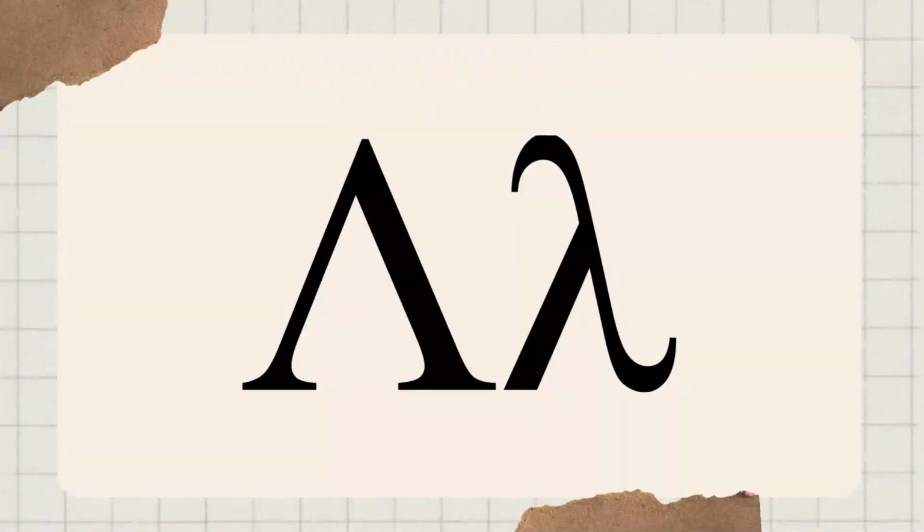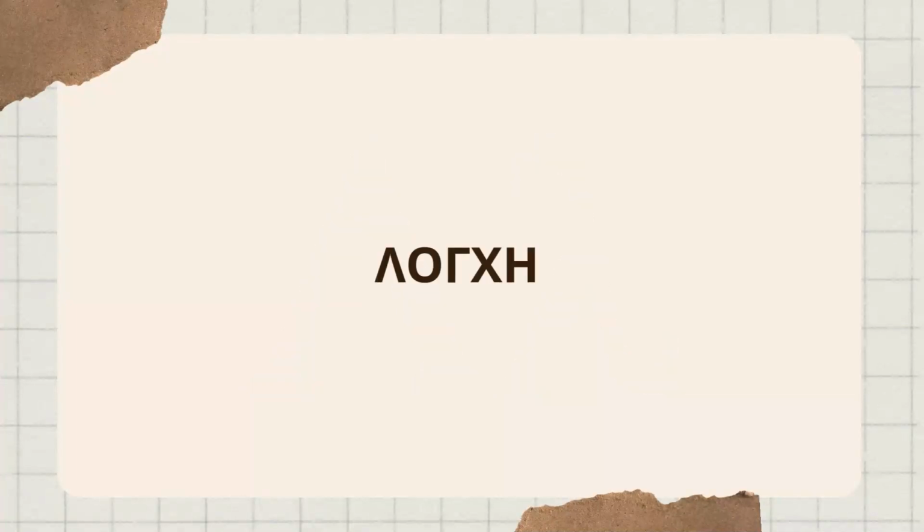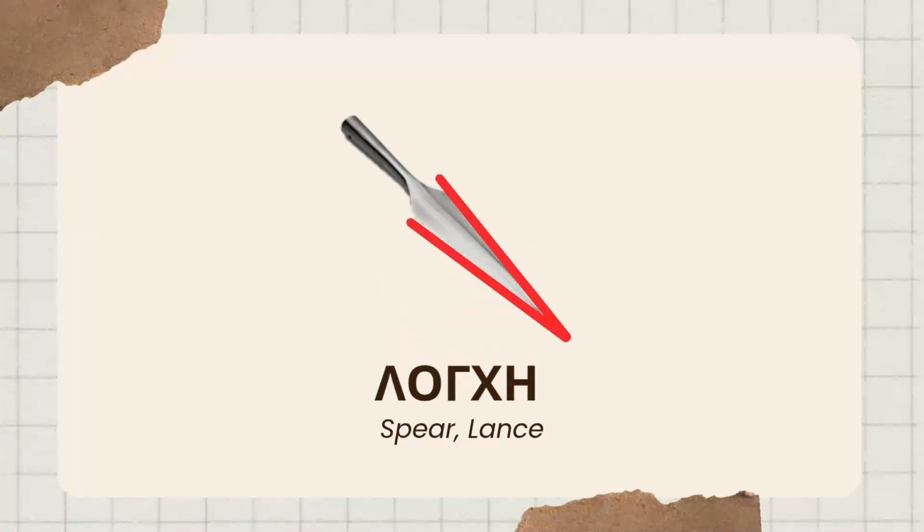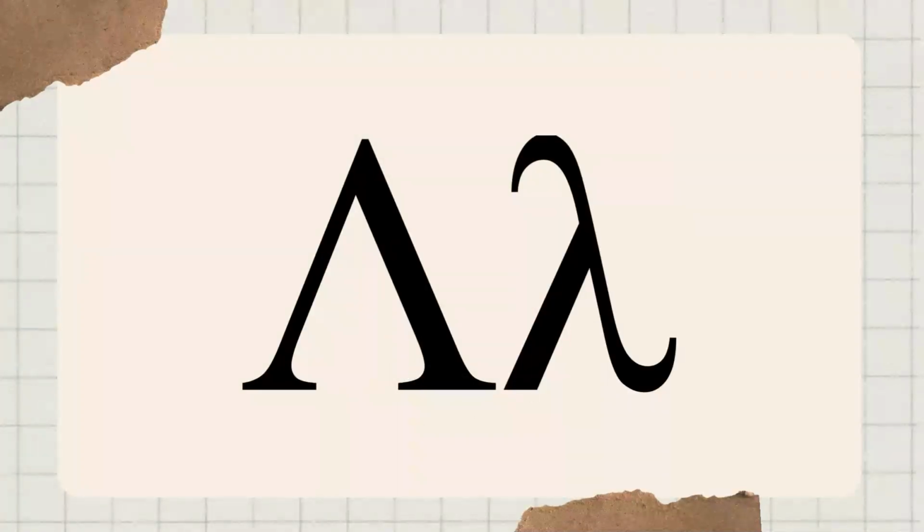The Greek letter lambda, with its pointed shape formed by 2 straight lines meeting at the top, evokes the image of a spearhead. In Greek, the word loci means spear or lance. In Latin, the letter lambda was replaced by the letter L, but while lambda resembles a pointed weapon, the Latin L, with its right angle, tells a different story.